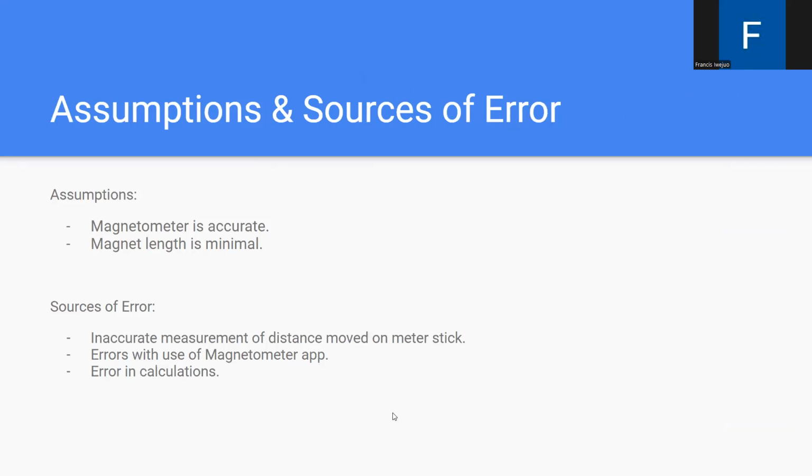Some of the assumptions for this lab were that the magnetometer is accurate in its readings and that the magnet length is minimal. Some of the sources of error were possibly inaccurate measurement of distances moved on the meter stick, errors with the use of the magnetometer app, as well as errors in any of the calculations made.